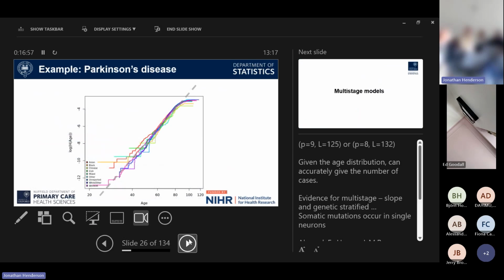Most of these studies, however, involve an analysis a bit like this. You plot your data on an appropriate log-log scale. You find that there's a straight line, and you infer that it's consistent with a multi-stage disease process, but you can't really say too much more than that.